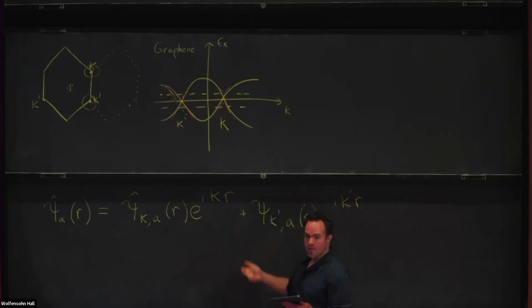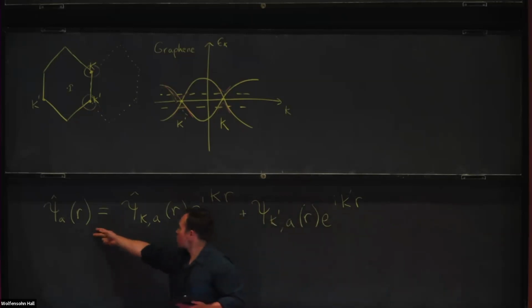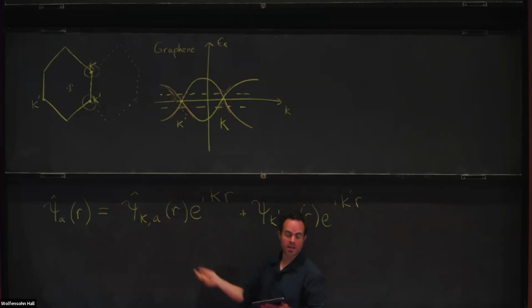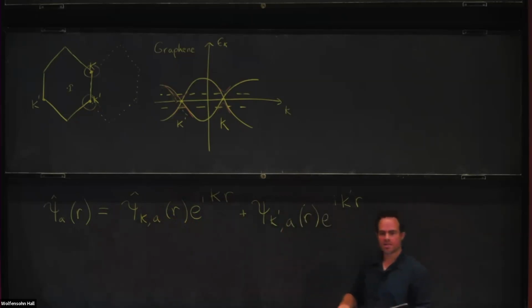And what we get by having two valleys is rather than having a single field, we now have two fields, so it becomes like a two-component problem corresponding to the K and the K prime. So that's why valley is sometimes thought of as a pseudo-spin. It makes the low-energy description have this new emergent spin degree of freedom. Okay, any questions about that? Okay.